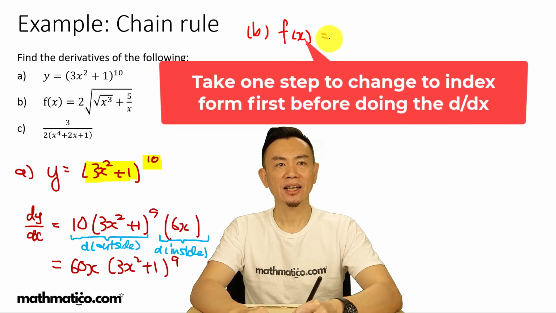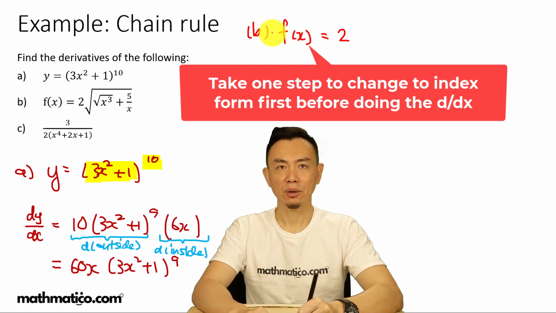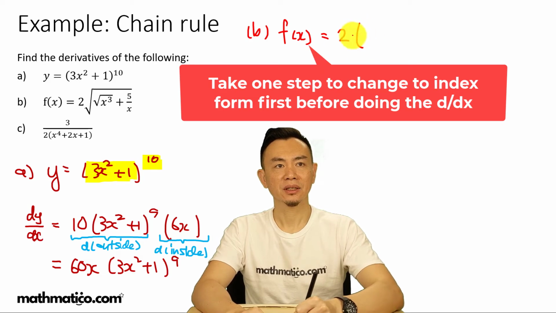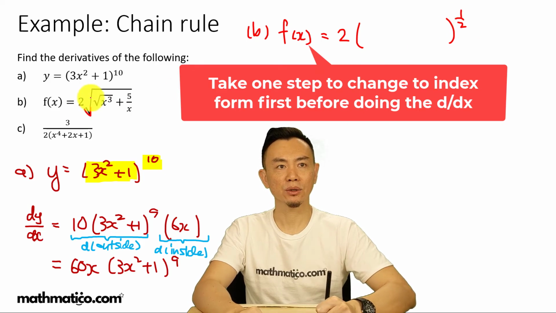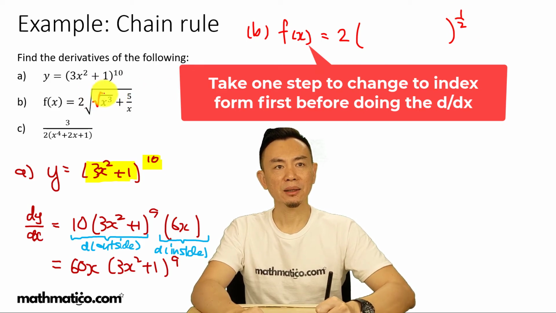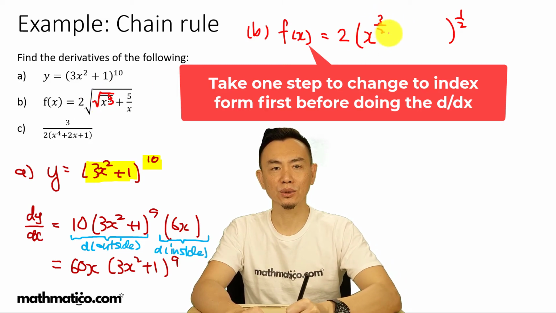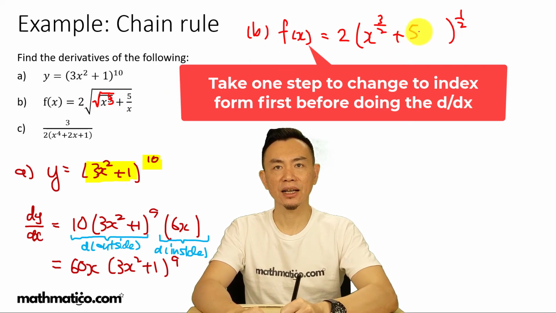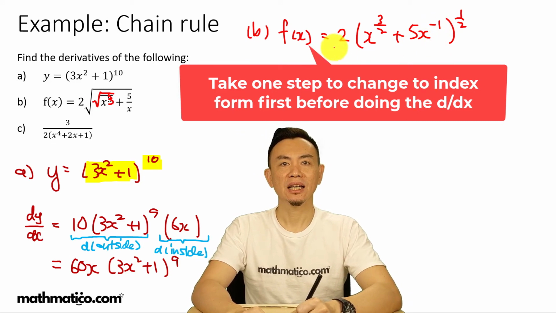So we say that f(x) is equal to, now this means that I still haven't differentiated the equation, otherwise I'll get f prime x. 2 bracket, now this is bracket to the power of half, isn't it? Because this is square root over the whole thing. But we have in the bracket a square root here and a cube. So this is x to the power of 3 over 2 plus 5 over x, which is actually 5x to the power of negative 1. So we change everything to index form, and now we can carry on with the differentiation.